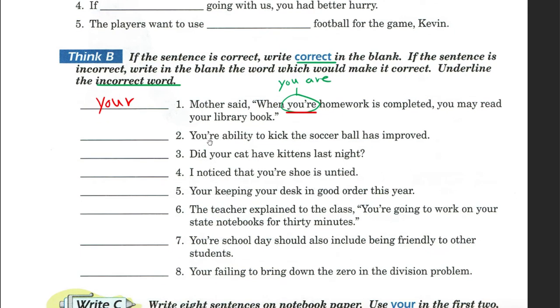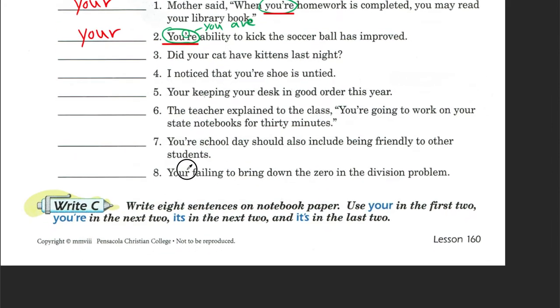Okay. Number 2, your ability to kick the ball has improved. So again, you're looking at this your, and it has the apostrophe. So this is you are. So your ability to kick the soccer ball has improved. Is that correct? Nope. Makes no sense. Underline the incorrect word, and they should have used this your. All right, do the rest by yourself.